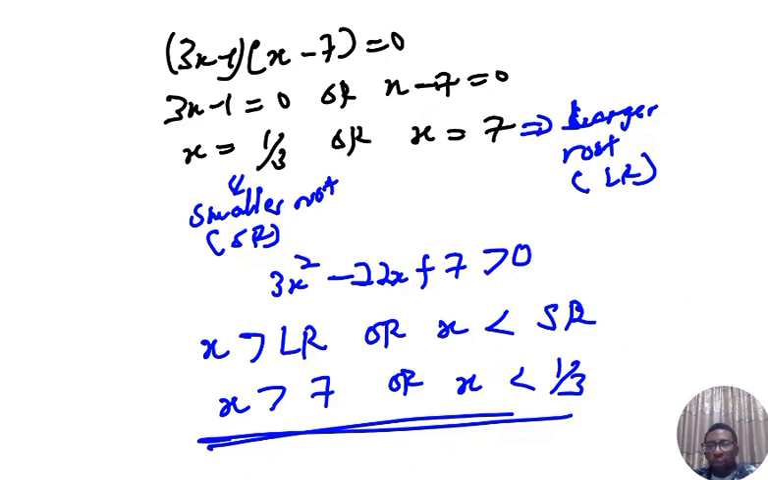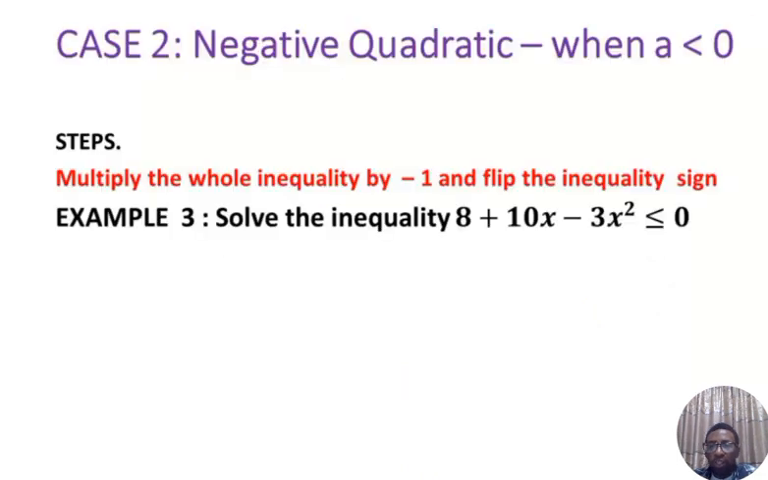Okay, so without wasting too much time, let's go into the second case. The second case is when you have negative quadratics, and this is when your a is less than 0. For example, look at the example here: 8 plus 10x minus 3x squared.